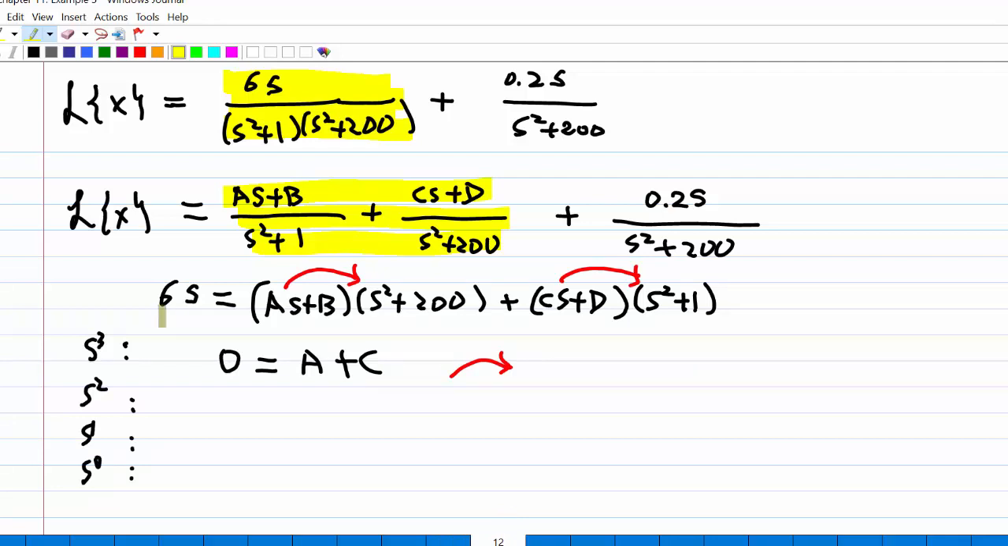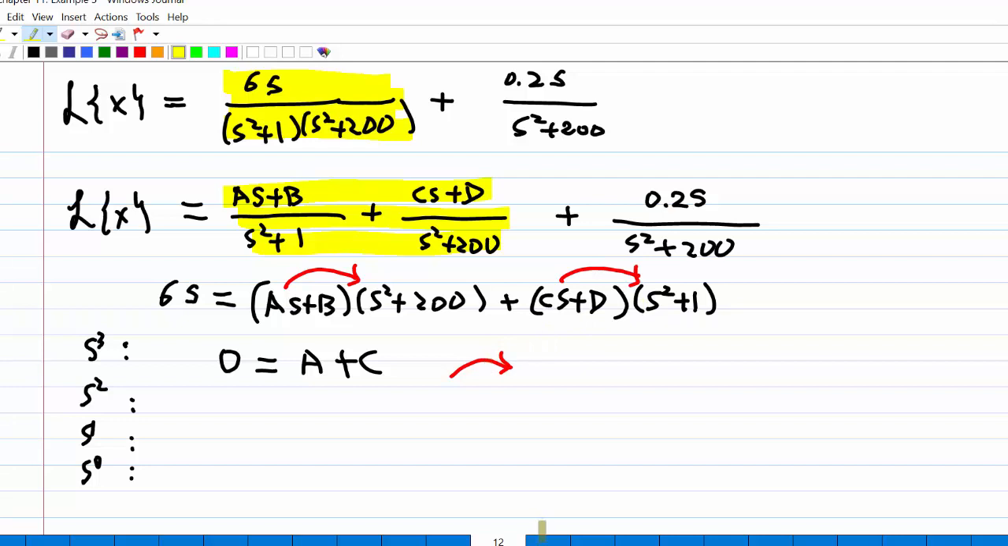On the left hand side, there is no s cubed. On the right hand side, I have as times s squared, we have as cubed, and cs times s squared, I got cs cubed. This is the first equation.